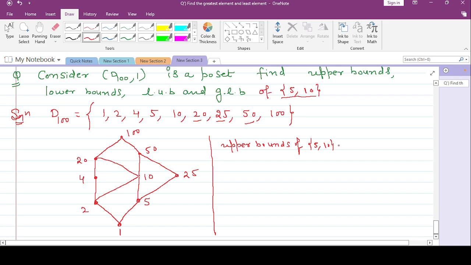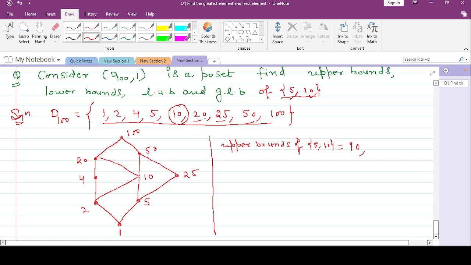Okay, by upper bound of this set we mean that we find those elements in D100 which are divisible by both these elements. I repeat, by finding upper bounds we mean that we find those elements of D100 which are divisible by 5 and 10. The very first element which is divisible by 5 and 10 is 10. So write down here 10.